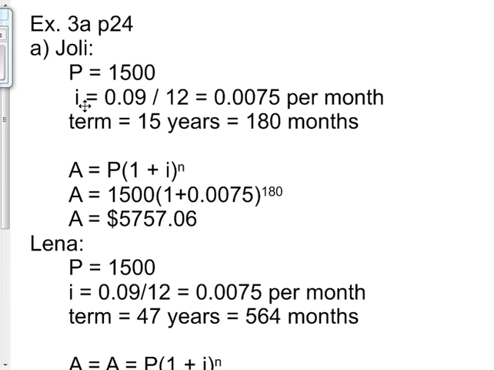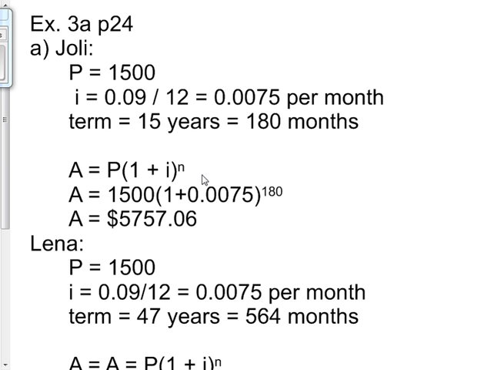The interest rate per compounding period, so we have to take our 9% interest rate, divide it by 12 months in a year to get our compounding period, which is monthly. And then the term we have to also say monthly, otherwise we're comparing apples to oranges and it doesn't work out. So the term is 15 years times 12 months works out to 180 months.